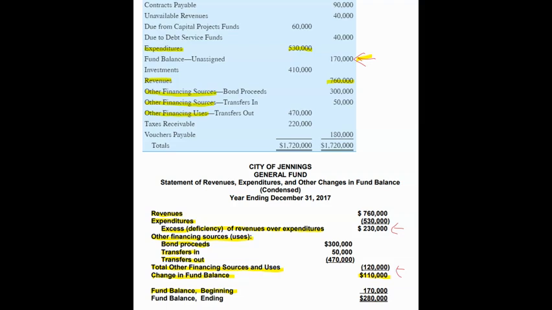Okay, so the beginning balance is 170,000 and plus 110,000, we get the ending balance of 280,000. So this is the ending unassigned fund balance. So next we need to prepare the balance sheet.